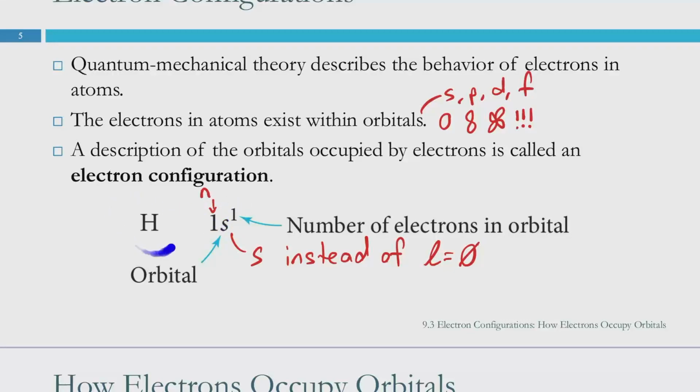So for hydrogen in the first row, it only has access to the lowest energy orbitals. So starting with n equals 1, the only orbital, the only subshell that we have there is s, and 1s with 1 electron in it, because hydrogen has 1 electron. So the 1 electron can go into the s orbital.